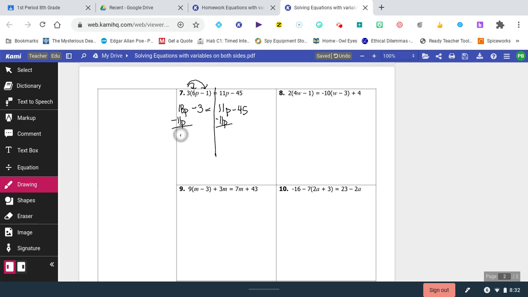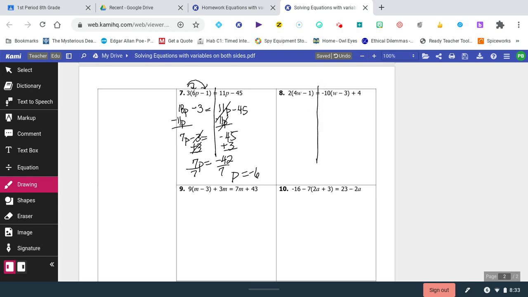18p minus 11p is 7p minus 3. These are going to cancel, leaving me with negative 45 on the right side. Now you have a basic two-step equation, so I'm going to change the sign of the negative 3, making it positive 3, because we're getting rid of the one that's farther away from the variable by changing the sign of it. Now we're left with 7p equals negative 42. And divide both sides by 7. So the value of p is simply negative 6. And that's that. All right, let's go ahead and check 8.